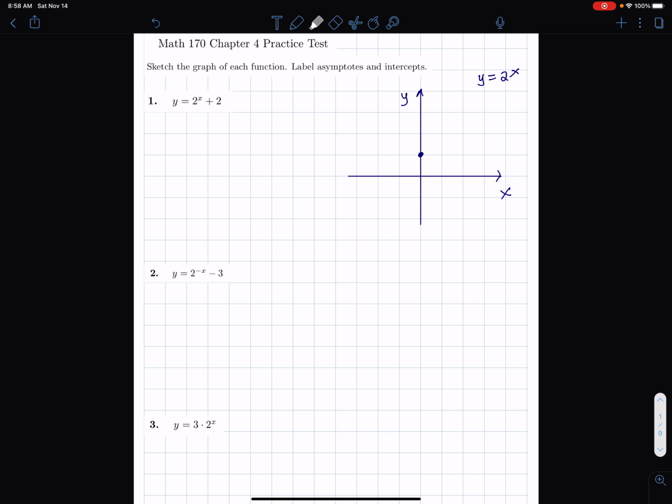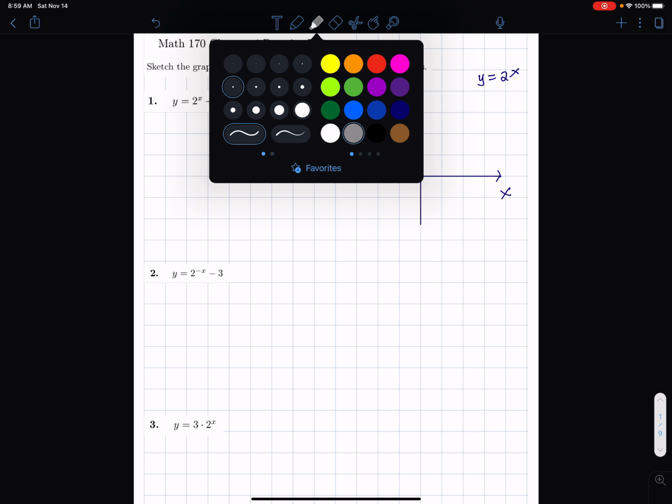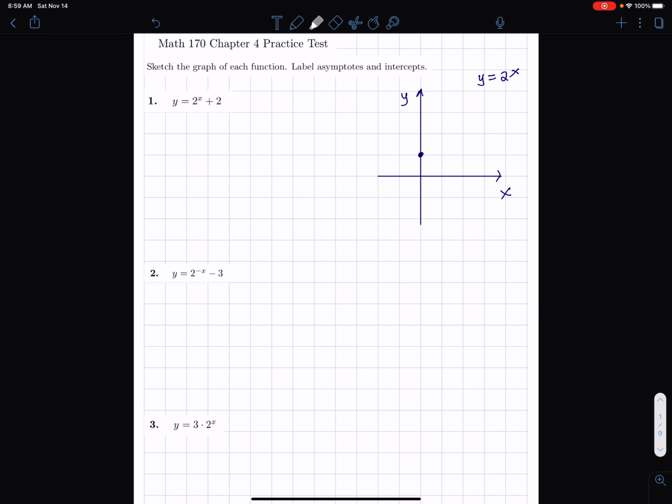So this is just a little side project I got going here, and you wouldn't need to do this if you already knew how to graph this. But I want to just do a little review of what y equals 2 to the x looks like. And so I'll just put this off on the side in the corner.